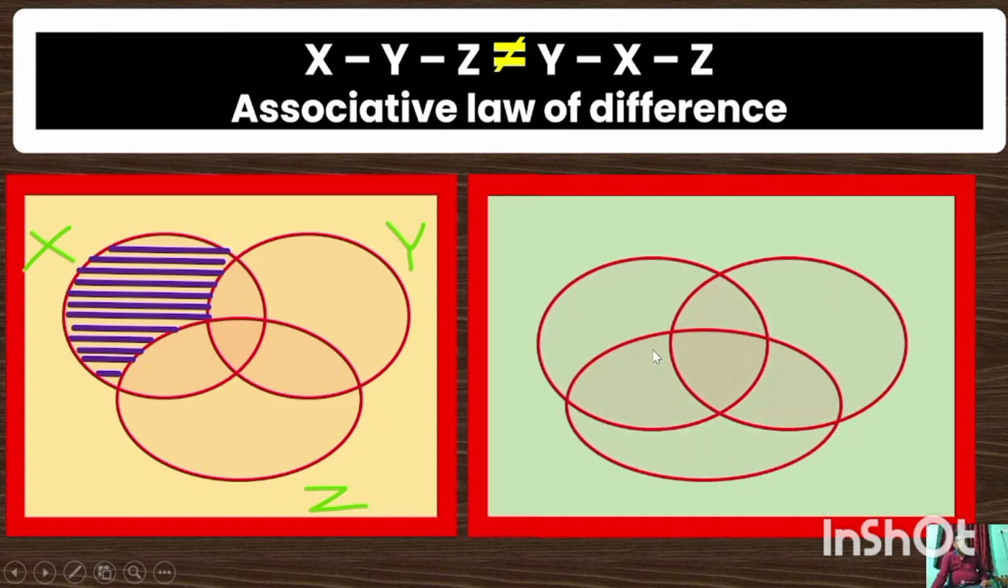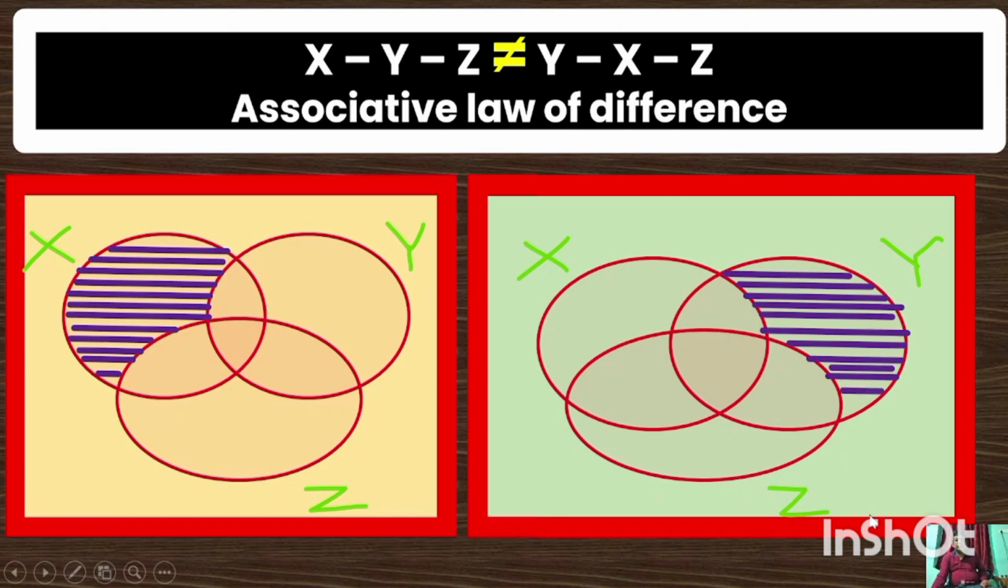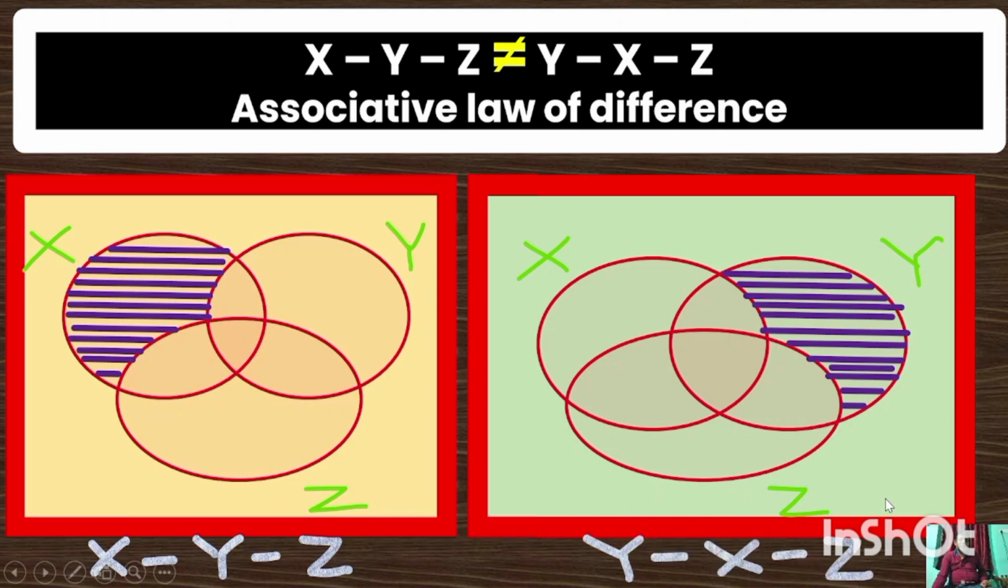See here also, y minus x minus z, right? See this portion, only the portion of y area is covered, but some portion of y is also in x and z, which has been overlapped, and this overlapping area of y in x and z is not covered. Understand or not? So clearly you see, clearly understood? Yes. Follow and practice also. Okay. And in both cases it is clearly understood that the difference of sets does not obey the associative law.